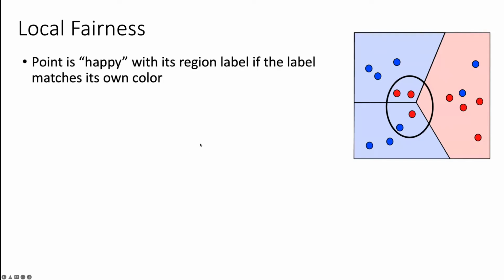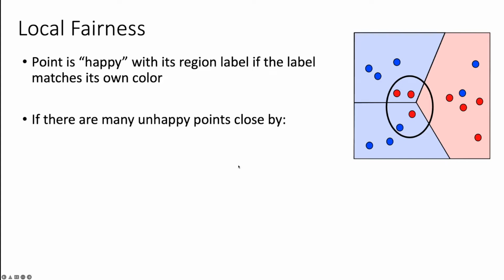So instead, we have introduced something called local fairness. The main idea is that we say a point or individual is happy with its region if the region label matches its own color. So if I'm a red individual and the region I'm in elects a red representative, then I'm happy with the outcome. On the other hand, if the region elected a blue representative, then you could think that this red point is unhappy with the label of its region.